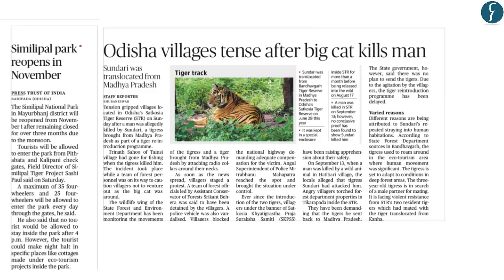Now these two news items appear, this one on page number 3 about Simlipal Park, and this one on page number 7 about Satkosia Tiger Reserve. Now in this aspect, let's understand certain basic facts with respect to Simlipal National Park, which is in the Mayurbhanj district in Orissa, and also about Satkosia Tiger Reserve, which is also in the state of Odisha.